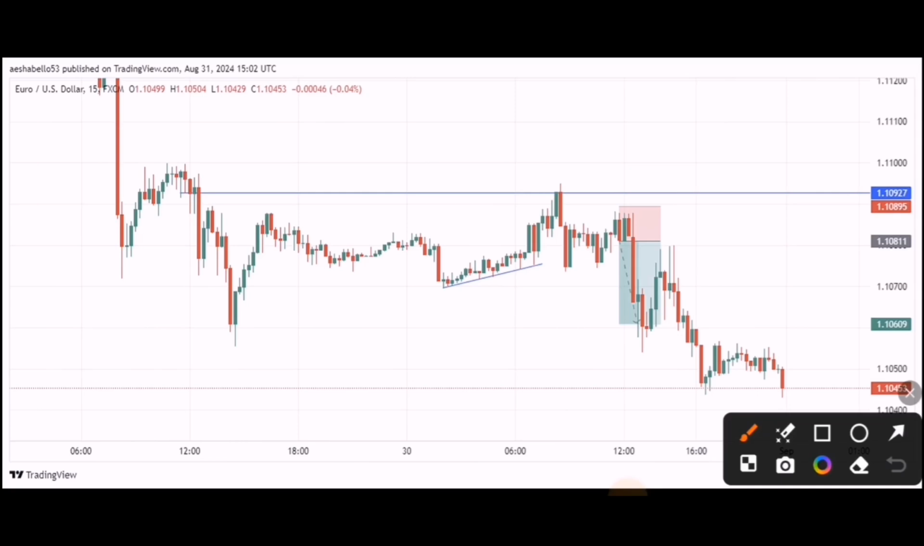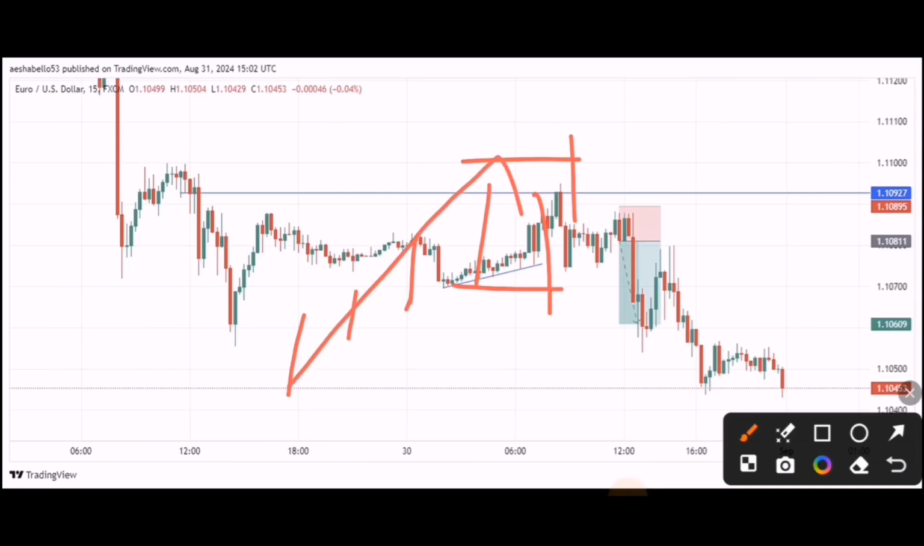A valid pullback or fractal is, for example, in an uptrend market, the next candle takes the low of the highest candle there, and also the high of it, something like this, right? So this is a fractal, and it's also what I call a valid pullback, right?